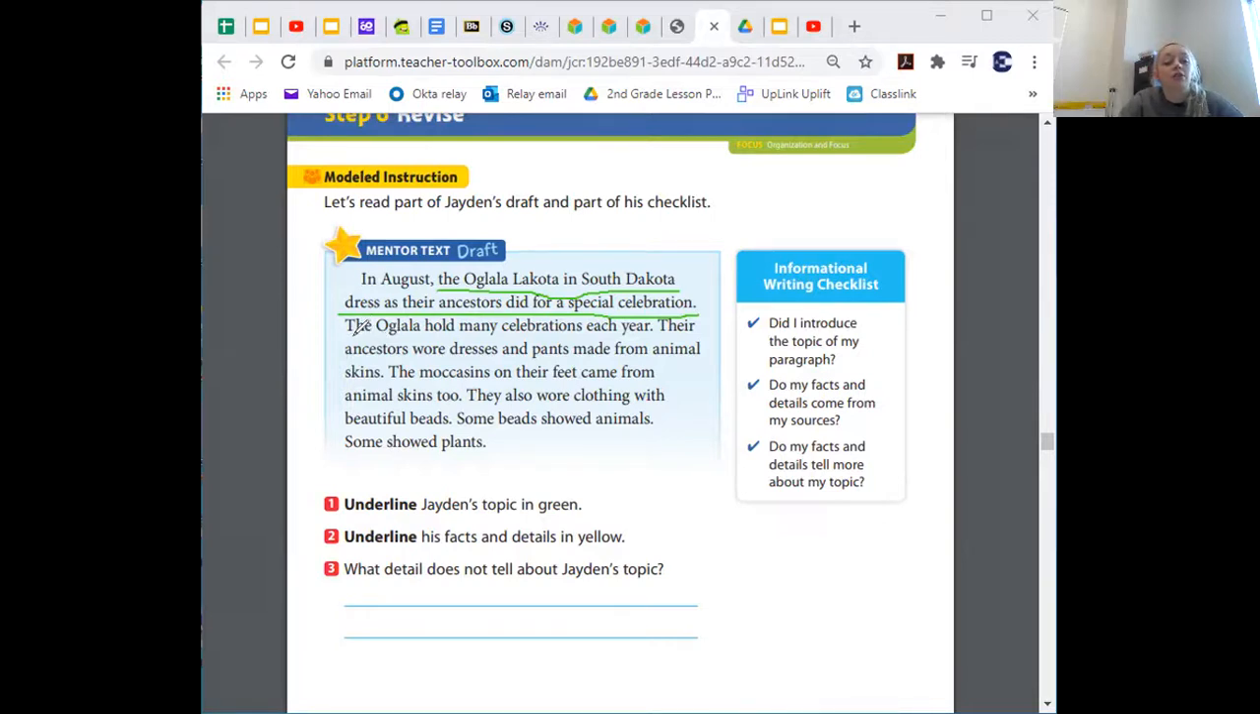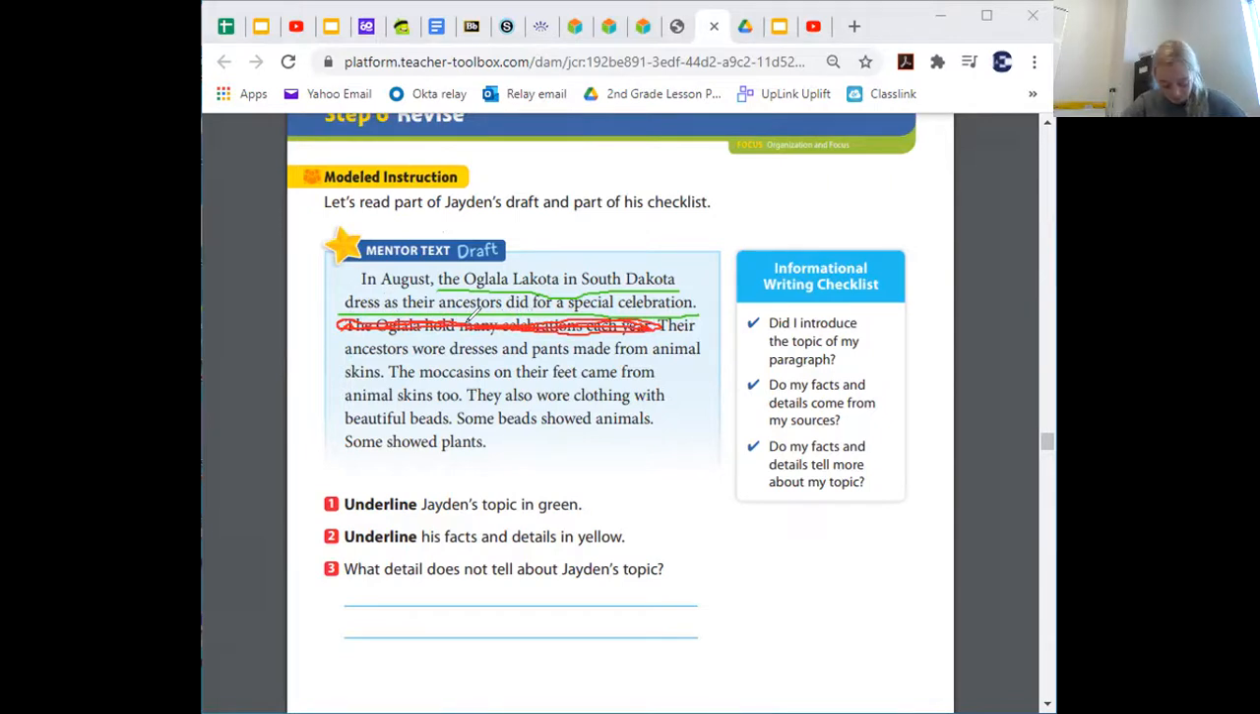The second sentence says that the Oglala hold many celebrations each year. Is that about clothing? No, not really. So what should Jayden do with that sentence since it's not about our topic? Yeah, he should probably take it out because we don't want to confuse our readers. I'm just doing red because that means crossing things out to me, but you can just do this with your pencil. You don't have to have red.